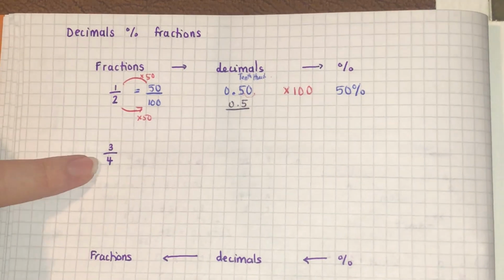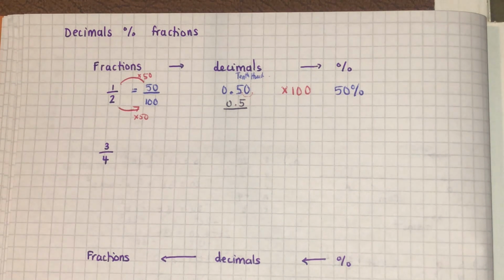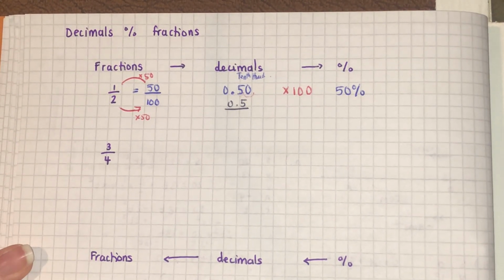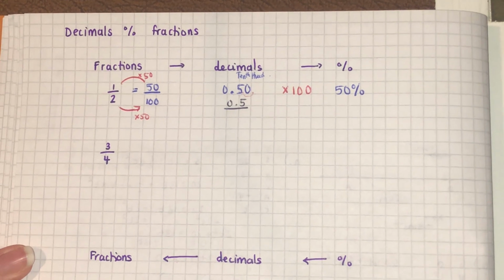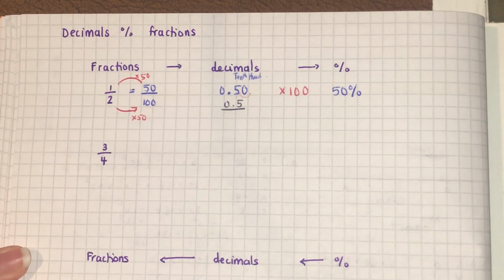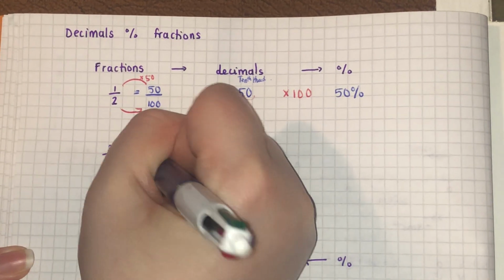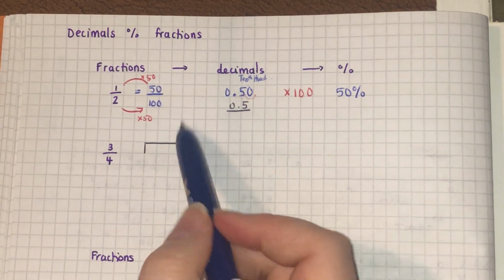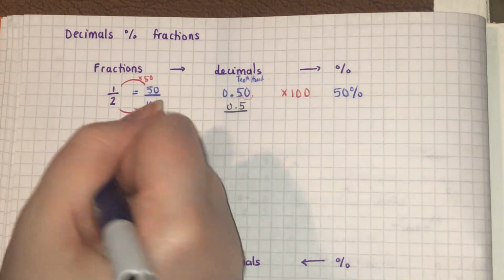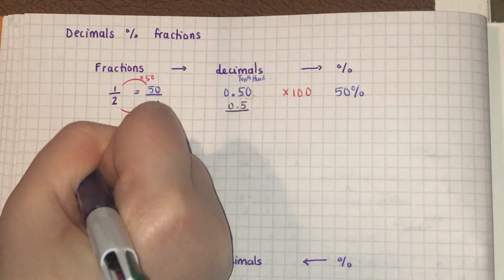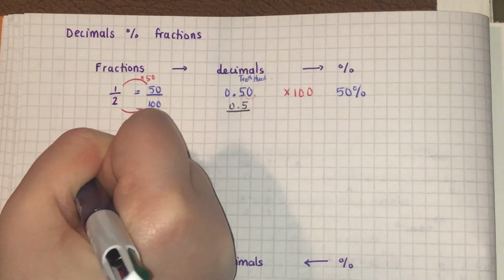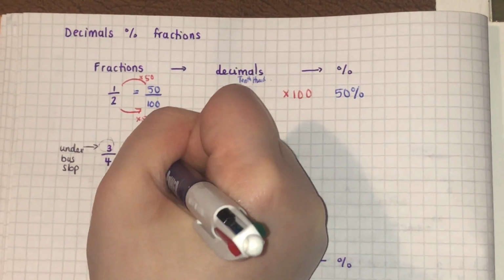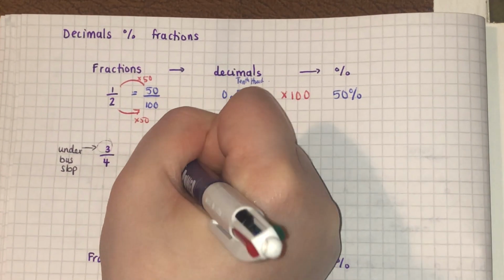So I'm going to do a different method for this one. This method will work for any fraction, doesn't matter what the number is as the denominator. What we're going to do is use the bus stop method. The number that goes underneath the bus stop is the number on the top, so that goes under the bus stop. But what I'm going to do is add a couple of zeros afterwards.